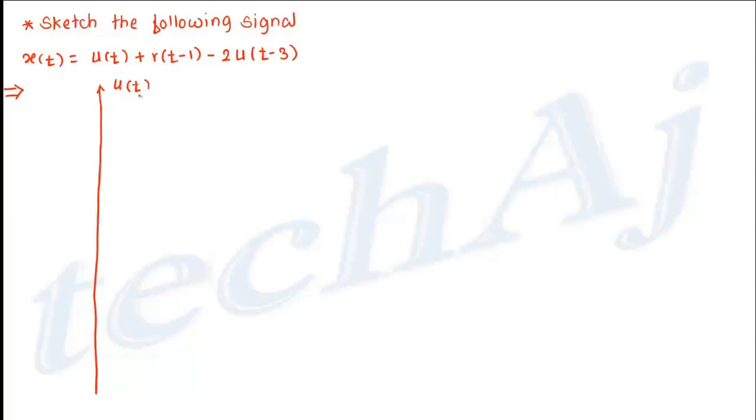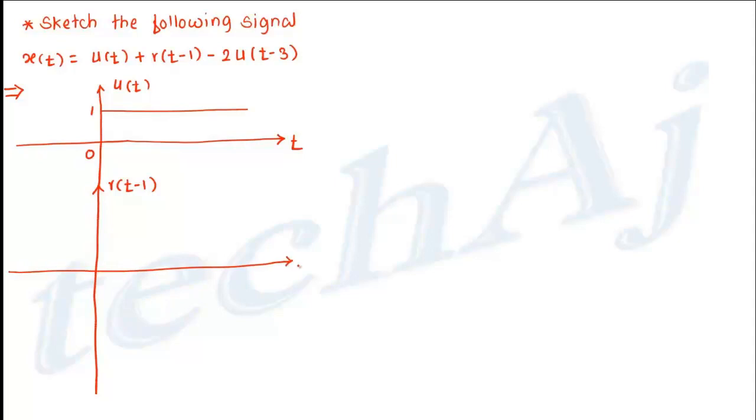First of all, we'll plot u of t. We know that u of t is a unit step signal whose amplitude is constant 1 for all values of t greater than or equal to 0. Next signal is r of t minus 1. We know that r of t is a ramp signal which linearly increases. So r of t minus 1 is a delayed ramp signal by a factor of 1. Hence, here r of t minus 1 will continuously start growing from t equal to 1.